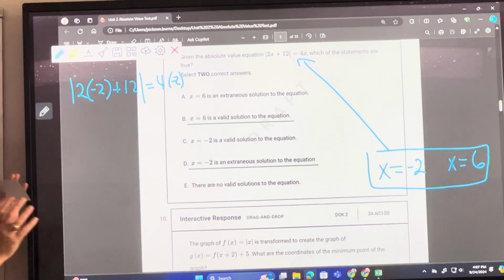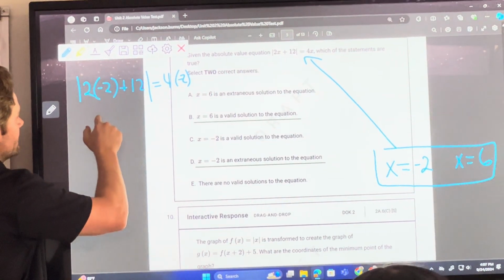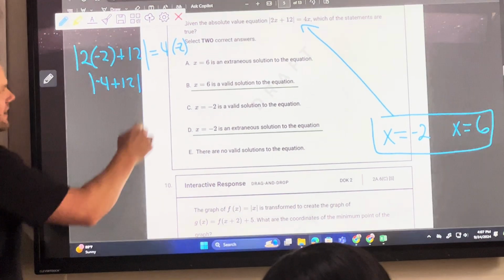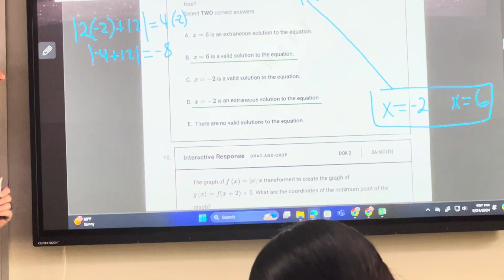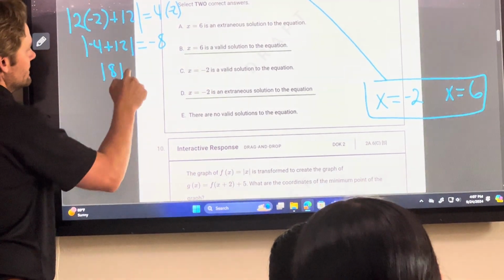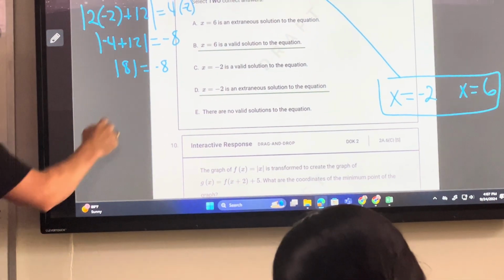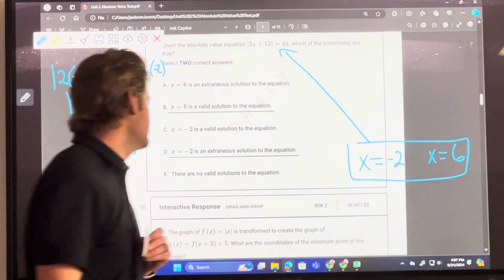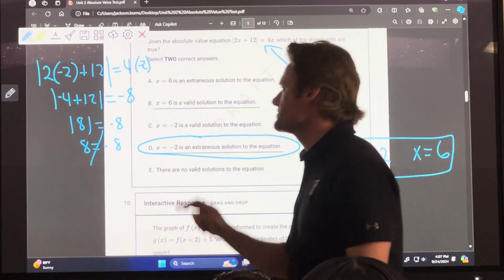Absolute value functions as parentheses. Go inside. What's next? Multiplication. Negative 2 times 2 is a negative 4, plus 12, absolute value, equals 4 times negative 2, which is a negative 8, right? Negative 4 plus 12 is a positive 8. Absolute value of a positive 8, is that going to equal a negative 8? No. Right? So what happens here? Well, negative 2 is an extraneous solution.